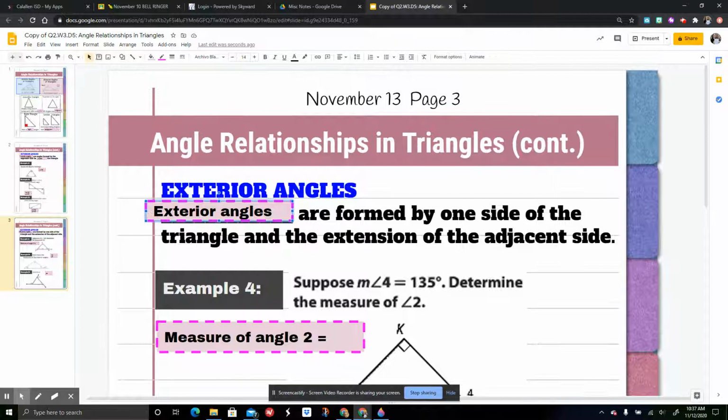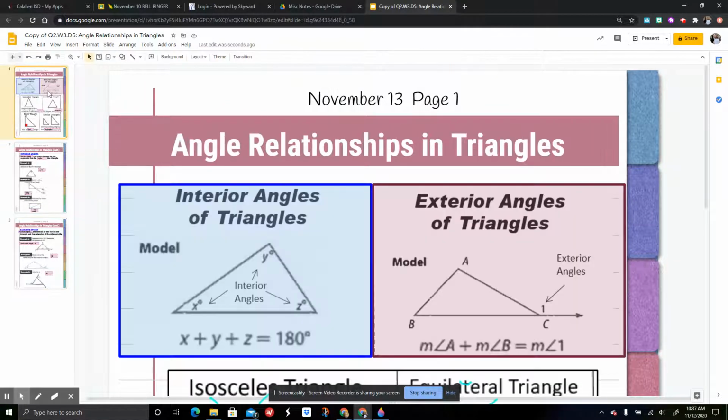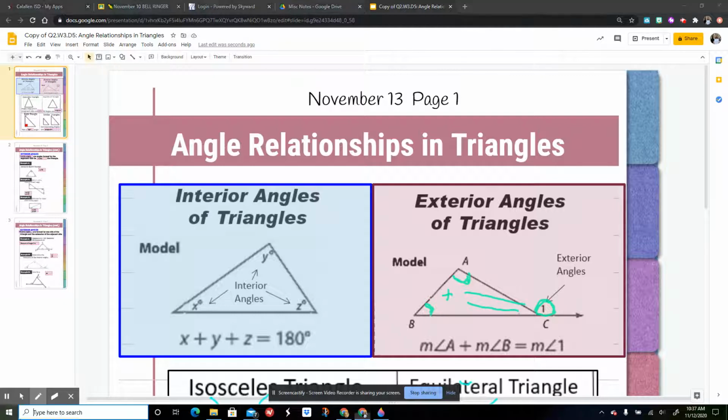And if we go back to our first page, which would be the front of our notes, it says exterior angles of triangles. If you notice, you have your triangle here. These are all your interior angles. And this is exterior angle 1. This exterior angle is equal to the sum of angle A and angle B. And that rule always works. So you have angle A and angle B. If you add them together, it equals that exterior angle.